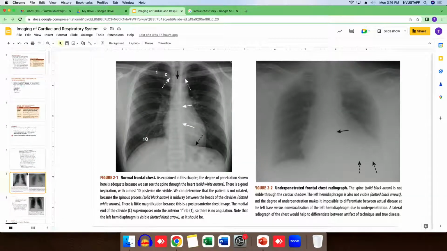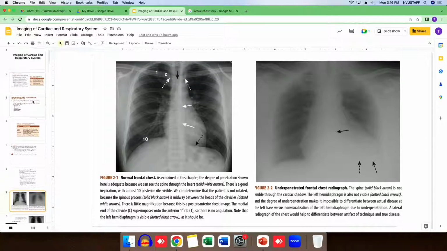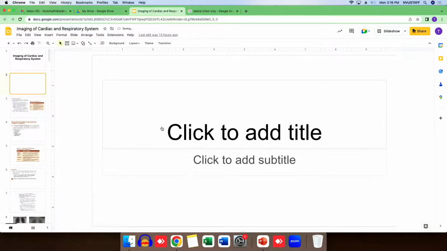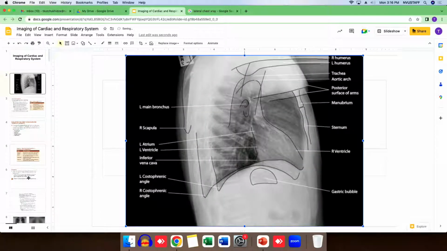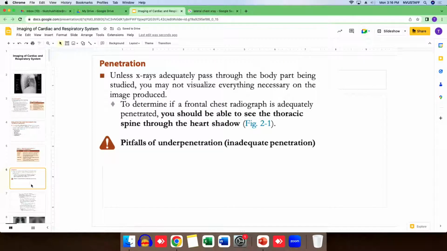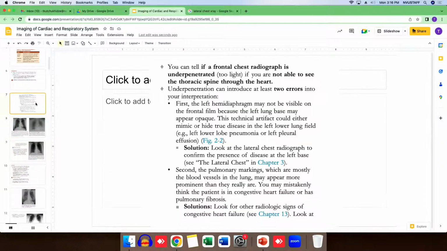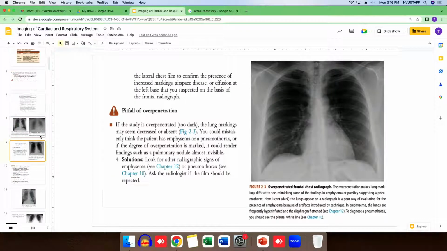I will put our lateral chest X-ray here because we will be discussing that also. I just really liked it. Okay. Yeah, I guess it's really easy to understand and to memorize. Yeah.